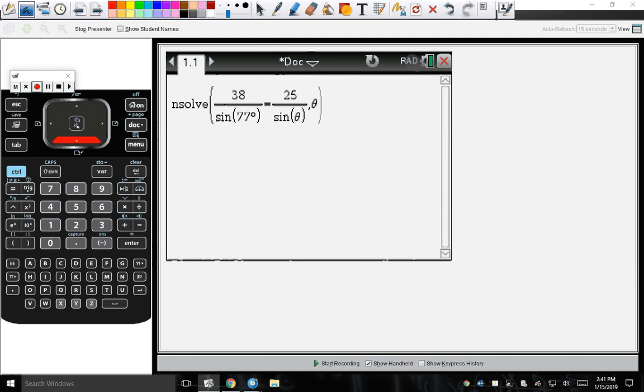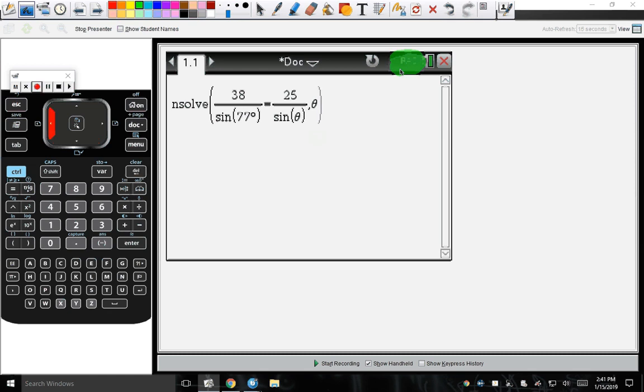Right here. Whoops. But the thing is that it's not going to spit out the answer in degrees. And some of you are probably looking at it saying, well, it's not going to because you need a degree symbol here. That still is not going to spit it out in degree form.